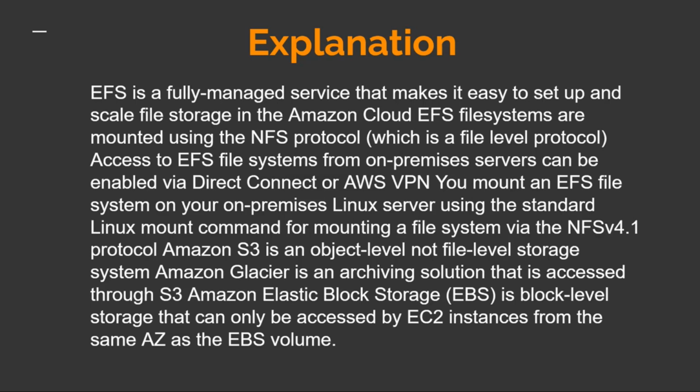Amazon S3 is an object-level, not file-level, storage system. Amazon Glacier is an archiving solution that is accessed through S3. Amazon Elastic Block Store, EBS, is block-level storage that can only be accessed by EC2 instances from the same AZ as the EBS volume.